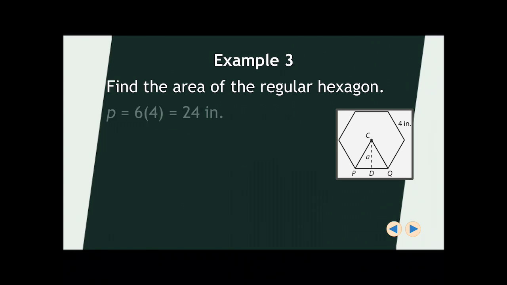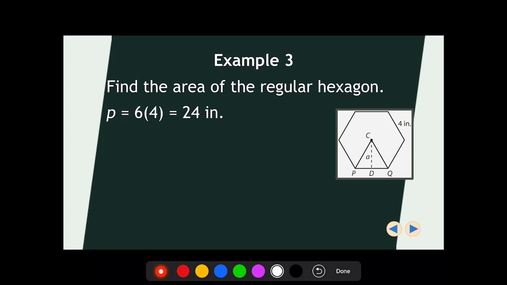So immediately, what should come to mind is the equation, and it's not on the screen here, A equals 1/2 AP, because it's a regular polygon. The work that you see on the screen now, the 6 times 4, that's because a hexagon has 6 sides, and each side here measures 4. So that would give us 24 inches for the perimeter of this shape.